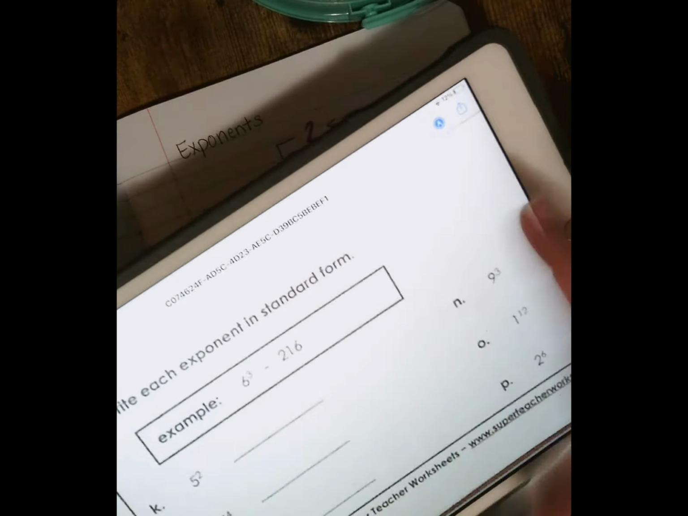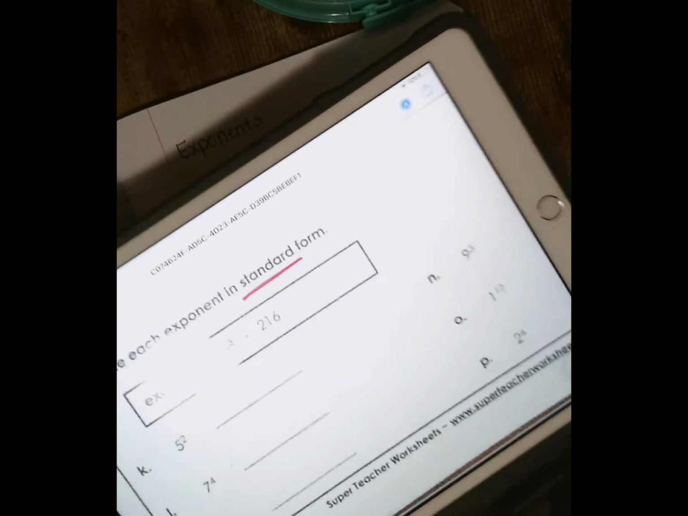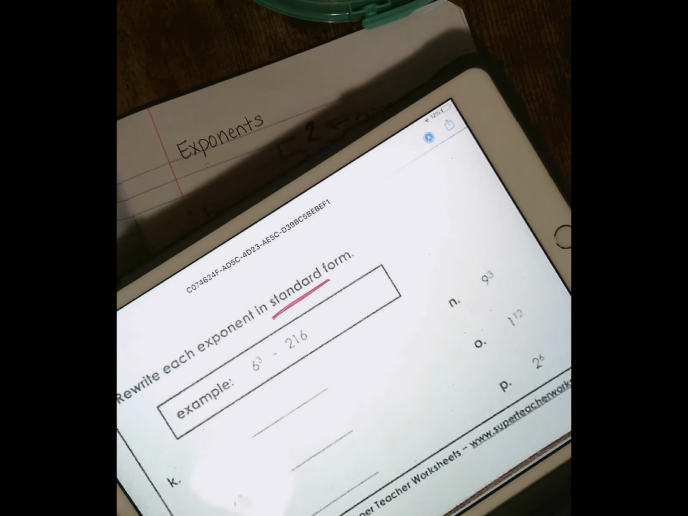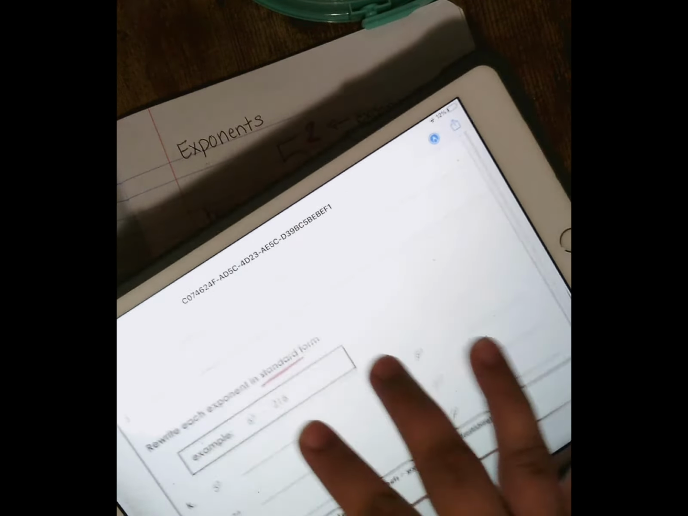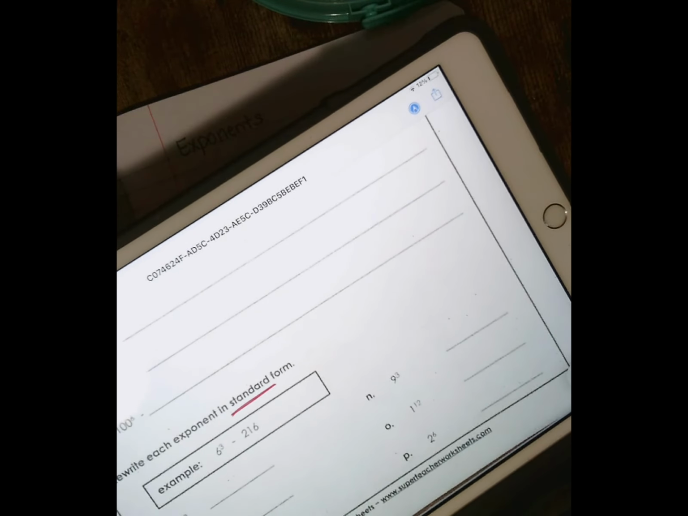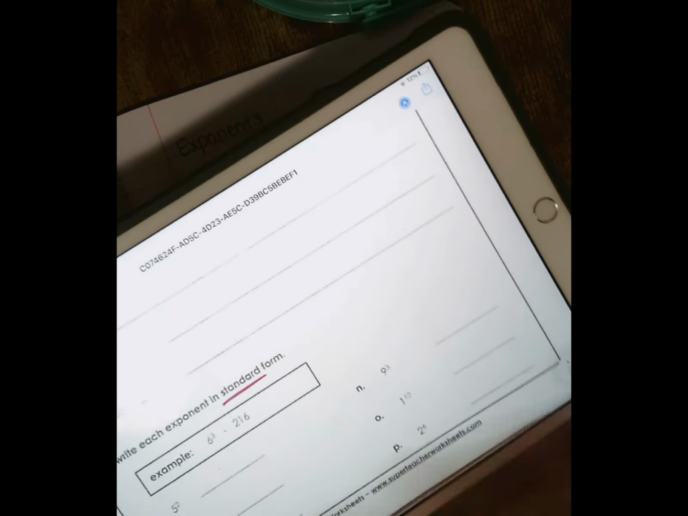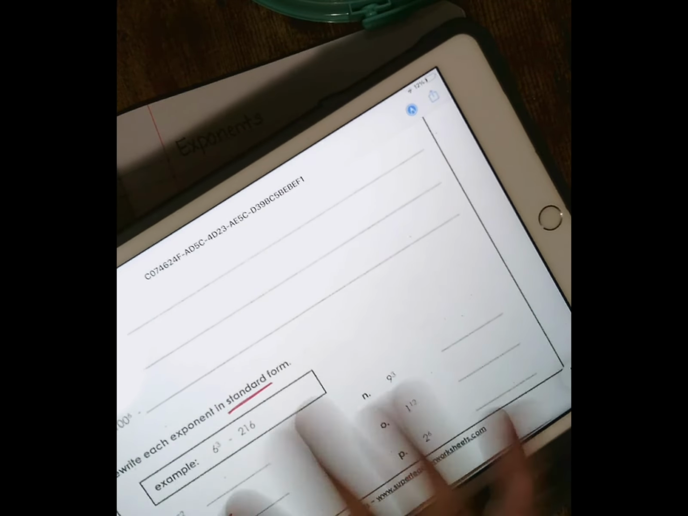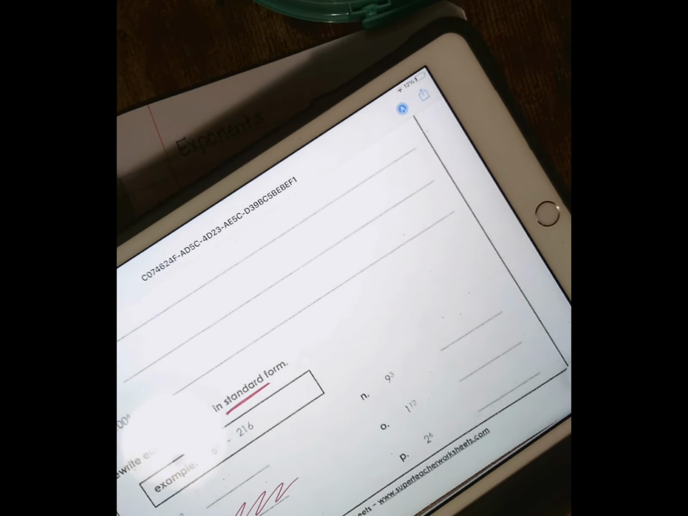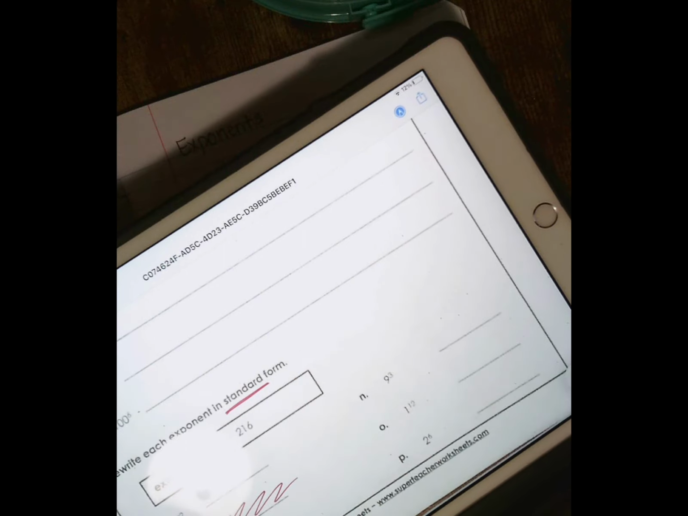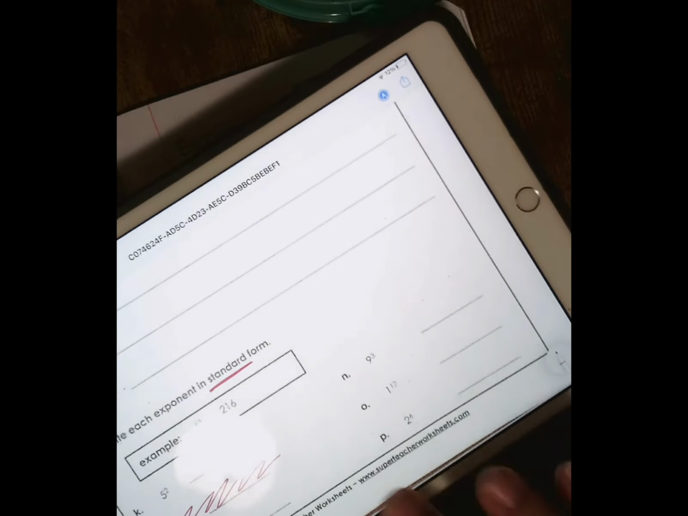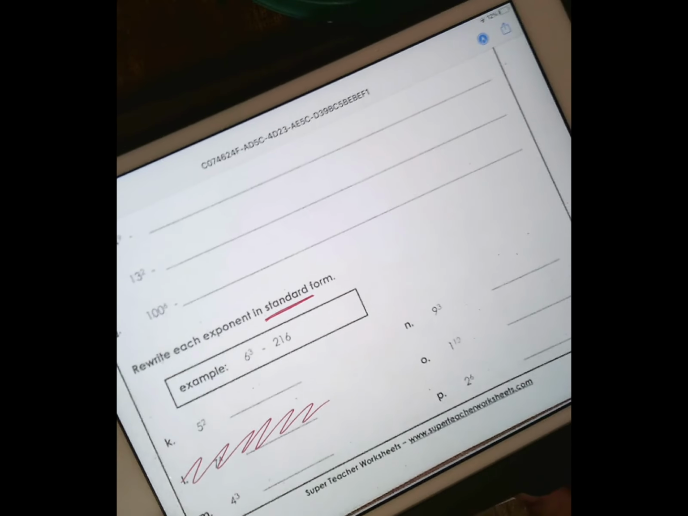If I scroll down here, it says write it in standard form. This is going to be the hardest part because you're actually going to have to solve. So for this one, I'm probably going to cancel out some problems. I want you to skip. I think that's it. I want you to do the rest of them.